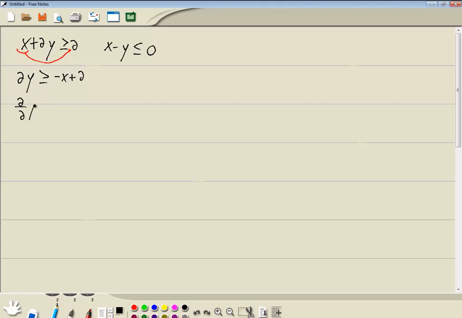So divide 2 by 2. There's an invisible 1 here, so we're going to divide the negative 1 by 2 with an x to the side, plus 2 divided by 2. So we got y is greater than or equal to negative 1/2 x plus 1.